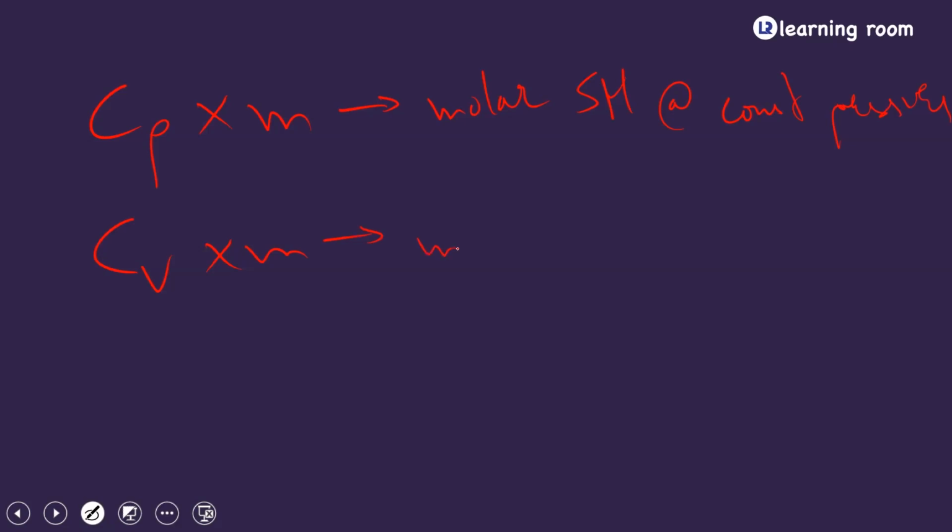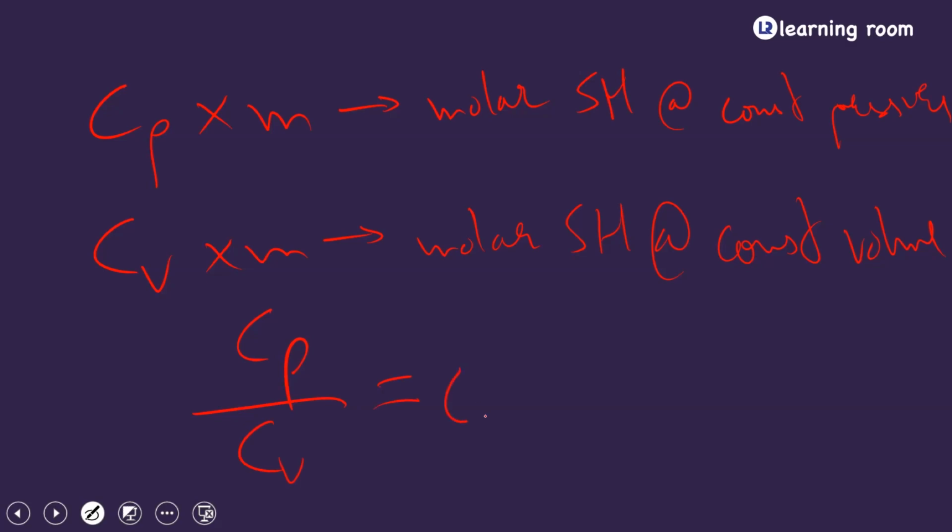Here we get the molar specific heat at constant volume. And the interesting thing about these two values is, if I take the ratio of Cp by Cv, it will be a constant, and this constant is given by gamma. Maybe you can note this down.